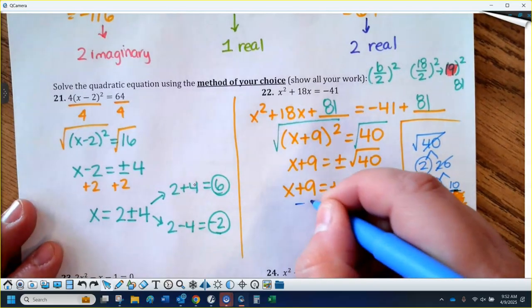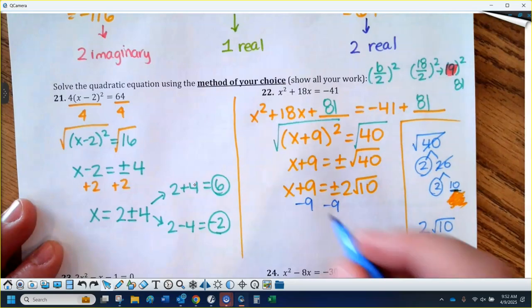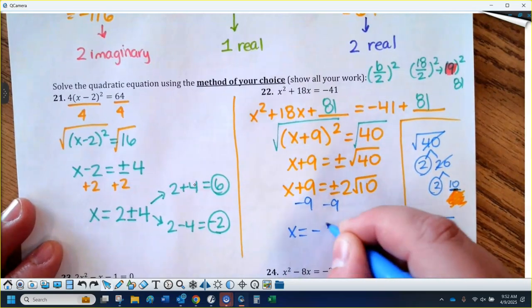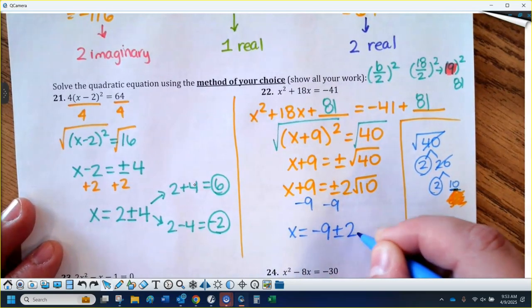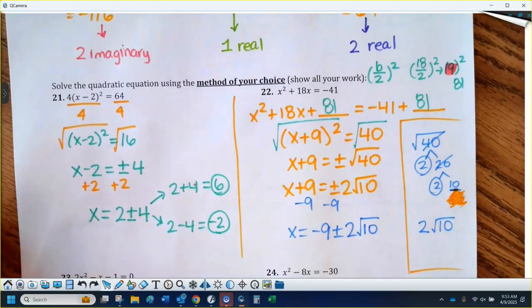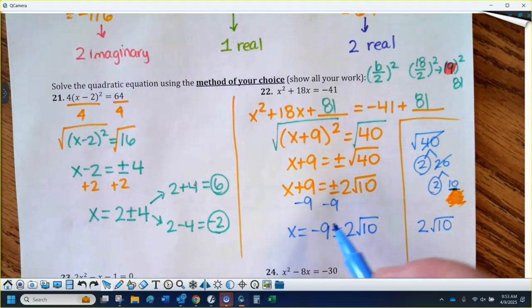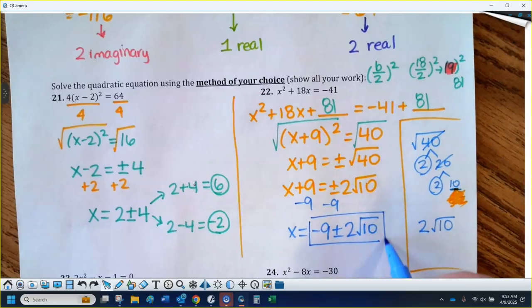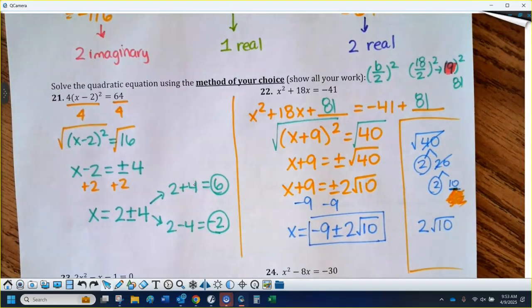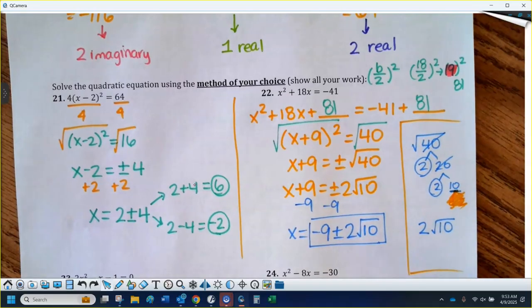I'm going to move this 9 real quick. It's positive, so I'm going to subtract it. But I can't actually add that to the 2 radical 10. They're not like terms. This is 2 separate answers, but it's just a little shorthand way of writing it with that plus and minus symbol. It's not like the last question because I can actually add 2 and 4, or subtract 2 and 4. I can't add or subtract unlike terms. So that should be my answer.